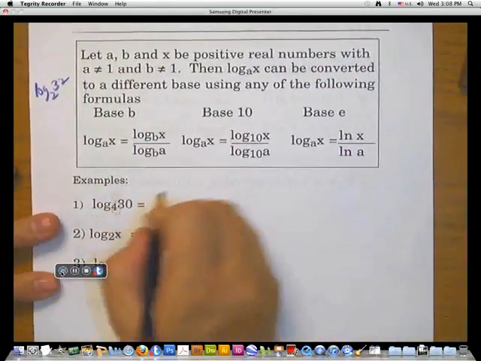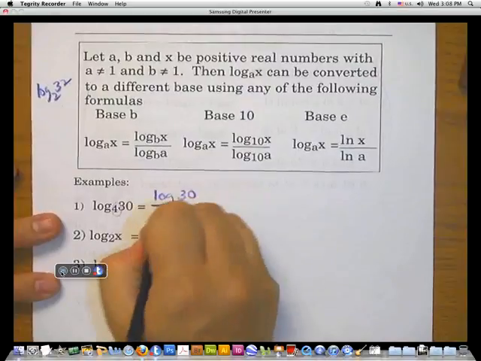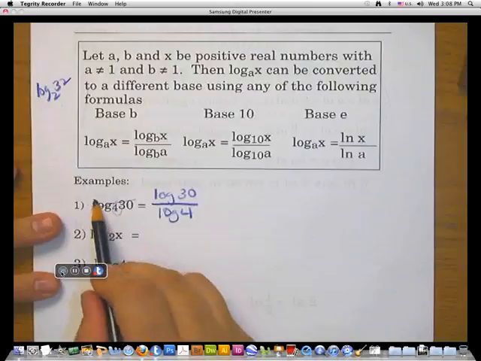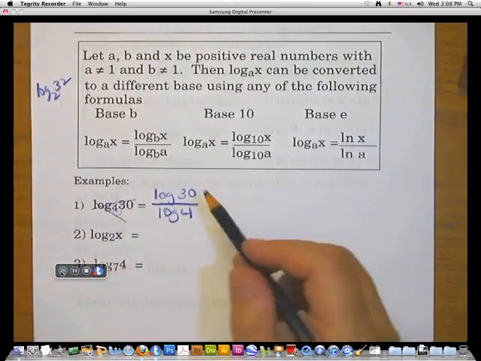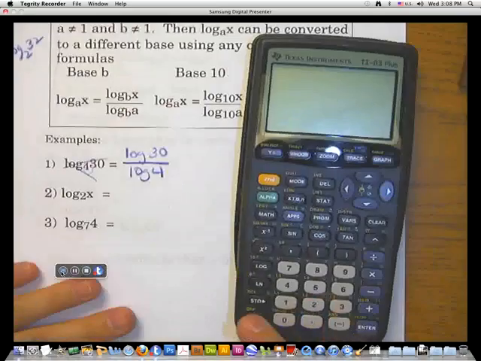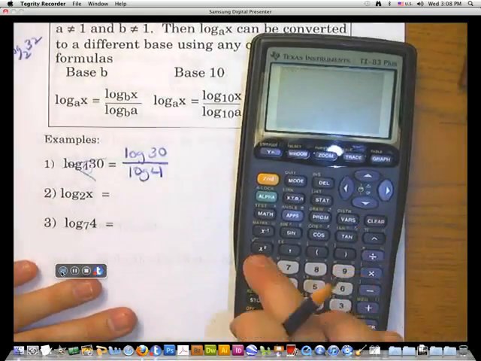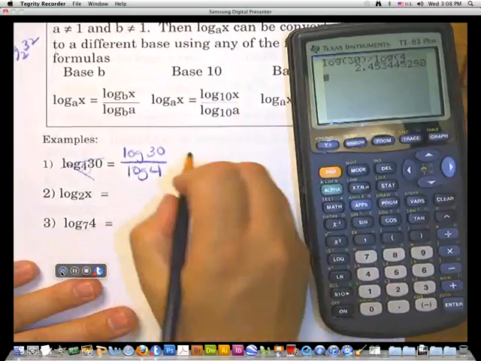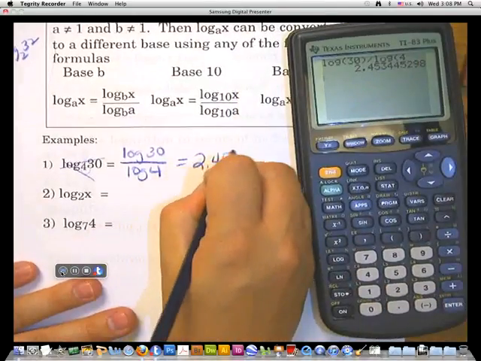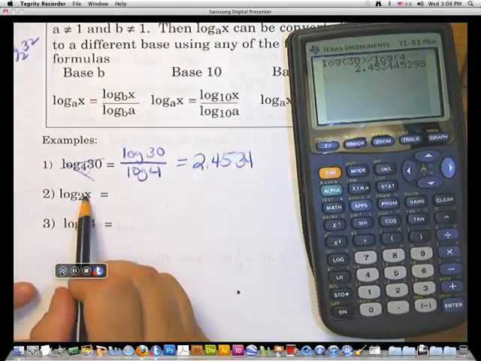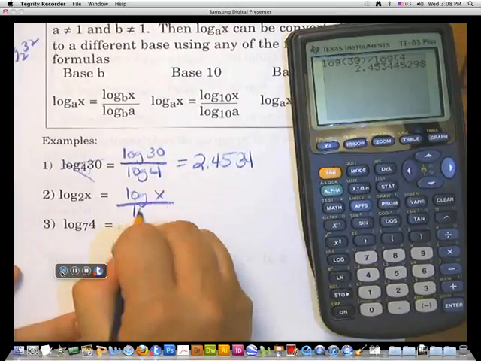But it basically is we put the log of the number over the log of the base. Once we do that, log of the number over log of the base, it automatically defaults into a base of 10. So then it's just a matter of punching it in your calculator, log 30, make sure to close your parenthesis, divide log of 4, give me 4 decimal places, so 2.4534.